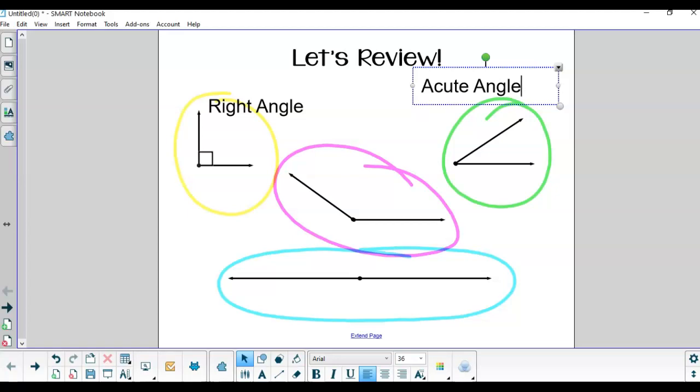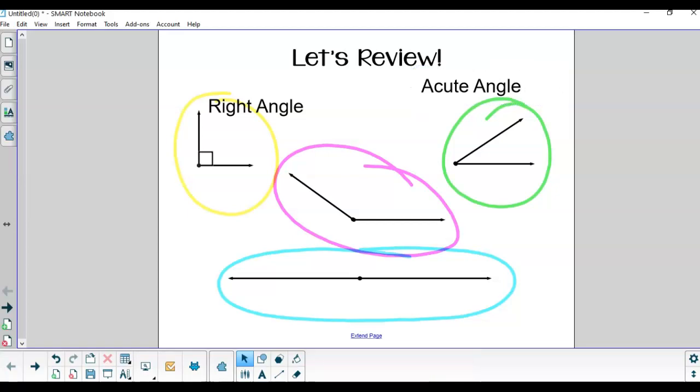So again, an acute angle is an angle that is between 1 degree and 89 degrees, smaller than a right angle. Then we have our angle over in the middle that's circled with the pink highlighter, and that one is larger than a right angle. Does anyone remember what that angle is called?